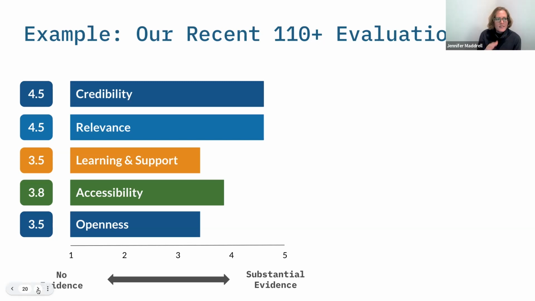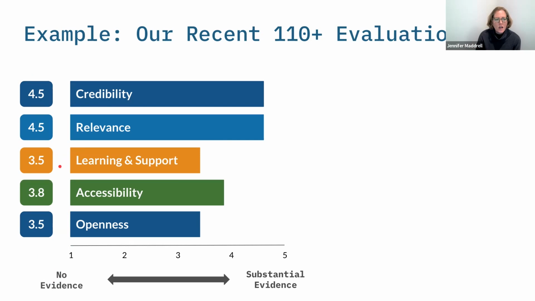And so what you can see on this slide, what I'm showing here on the ratings, if you look at the evaluation form, you'll see that there are ratings between 1 to 5 for each of these 5 characteristics that I mentioned. Again, credibility, relevance, learning support, accessibility, and openness. So what was interesting to us and made us feel pretty good is that for the most part, the credibility scores were quite high, which is great, credibility and relevance.